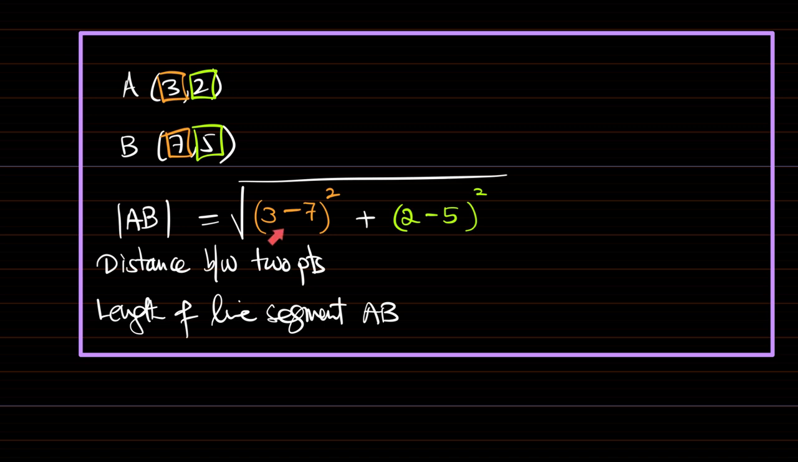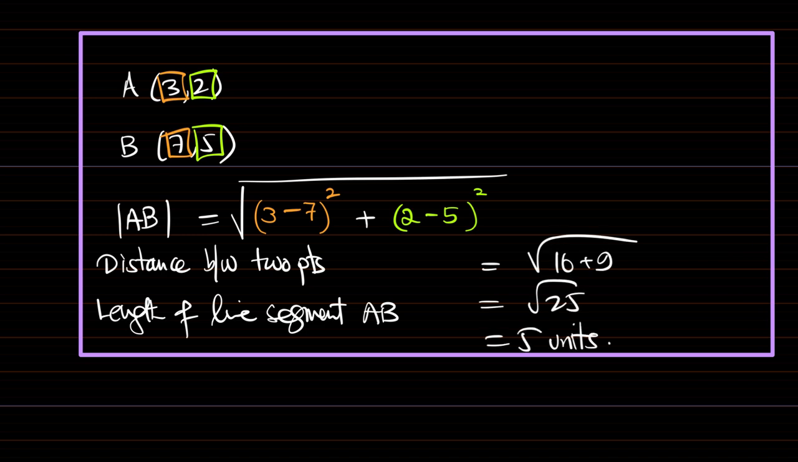This you already know. 3 minus 7 is negative 4. Negative 4 square is 16. 2 minus 5 is negative 3. Square is 9. So this is exactly the same thing as before. So therefore, this is 16. This is 9. Square root of 25, which comes out to be 5 units. So that is the kind of basic question that we come across. Right now, I'm not going into examination question. Let me explain the concepts in a very clear, concise manner, and then we will go to those questions.